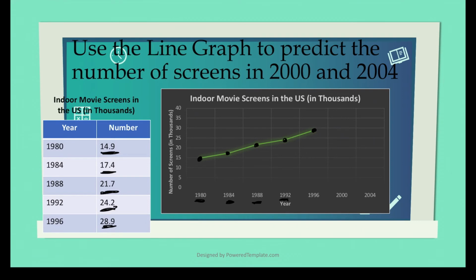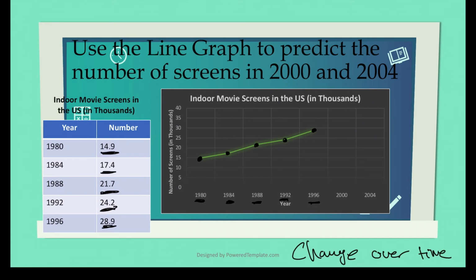and 28.9. What this allows you to do is see a pattern. It's either positive or negative, or there's no correlation. Line graphs allow you to see the change over time. All right. So here you can see that the indoor movie screens in the US go up as the years progress, which makes sense because as technology continues, we continue to get more and more screens because we're addicted to screens in general.